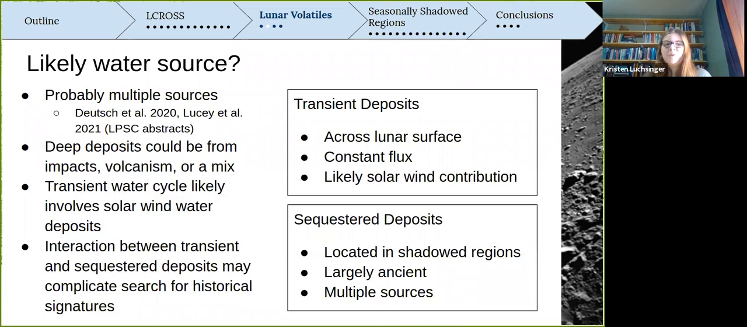So what's the likely source? Probably multiple sources, many things all working together. Deep deposits are likely a mix of impacts and volcanism. And then you also have a transient water cycle at the surface, likely due to solar wind water deposits. There's significant interaction between these transient and sequestered deposits, which might complicate any search we're trying to do for the historical signatures, whether we're looking at the spectra of the water ice, which I believe Paul Lucey did some really great work on recently, looking at compositions in the L-cross spectra, trying to tease apart the source, impacts or volcanism. That interaction between the transient surface deposits and the deeper sequestered deposits might complicate the search for the historical signatures.